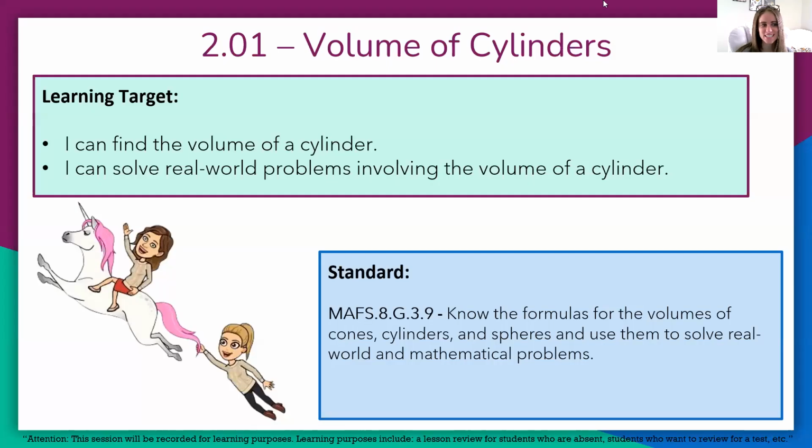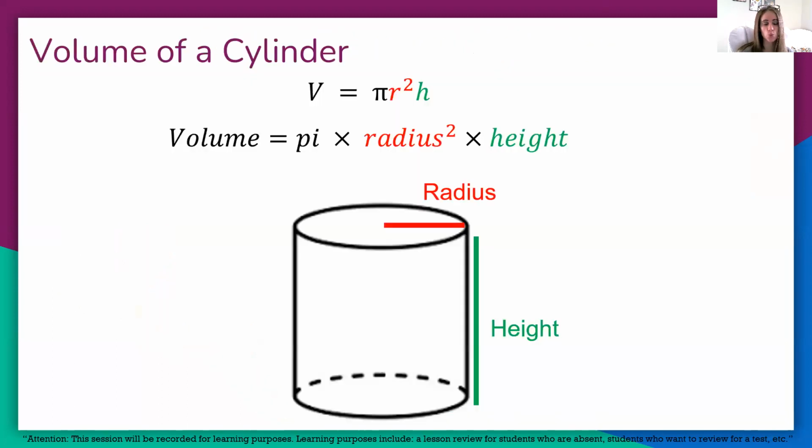Hello, everyone. Today we are going to be learning about how to find the volume of a cylinder, and we will also include some real world problems and how to find volume. First, let's review what the formula is. So to find the volume of a cylinder, that formula is equal to pi times radius squared times height.